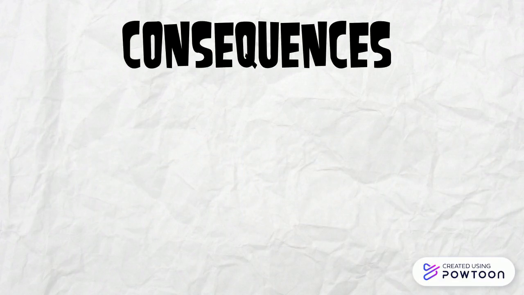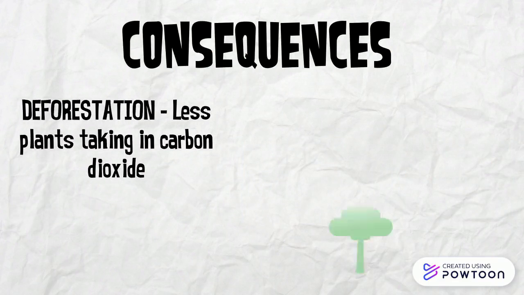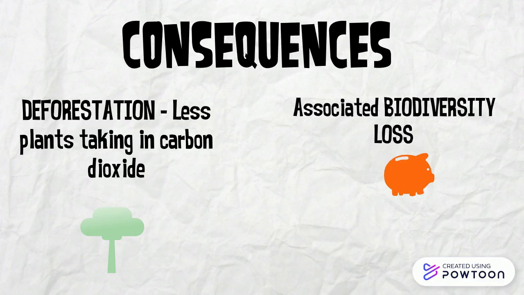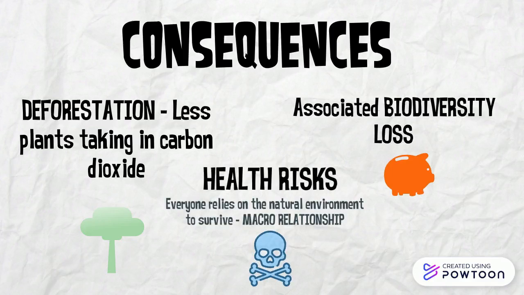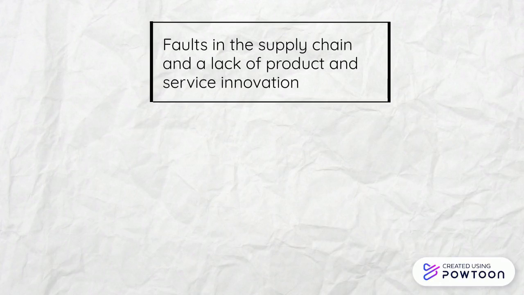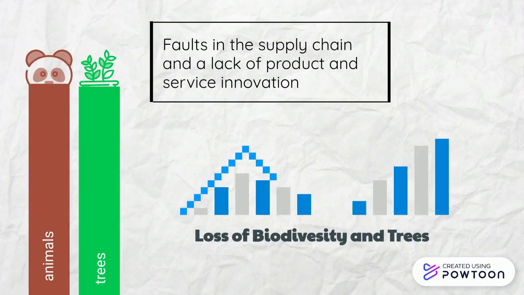Consequences of this mass production of palm oil are deforestation, which eventually means that there are less plants to uptake carbon dioxide, and associated biodiversity loss, and even health risks for locals due to the high amounts of carbon released. Upon doing some research, we can see how faults in the supply chain management of making palm oil and a lack of product and service innovation directly correlate with the increasing loss of trees and biodiversity.